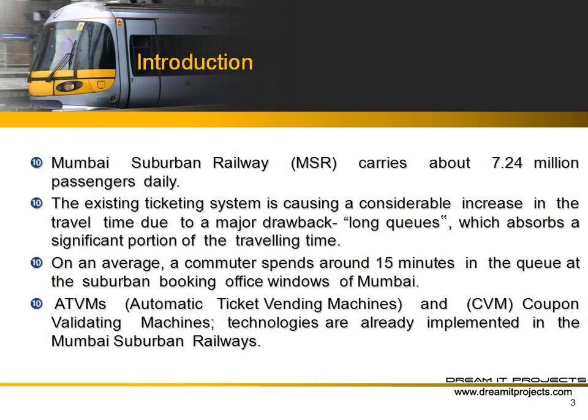The first slide gives you the overview of the Mumbai suburban ticket system. There are around 7.24 million passengers traveling daily, and they are taking tickets. The problem with the current ticket system is standing in long queues. If you go on Sunday, you have to wait at least 15 to 30 minutes standing in a queue to get a ticket.